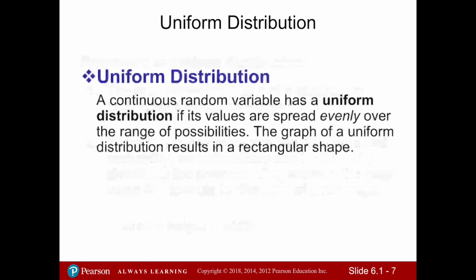Right, so a continuous random variable has a uniform distribution if its values are spread evenly over a range, right? It's called uniform because the likelihood that any event or outcome will occur is equal between everything. The likelihood is uniform through all. And we get kind of a rectangular shape.